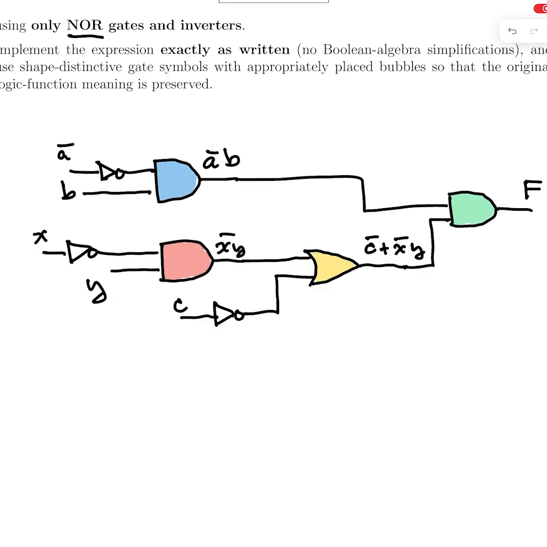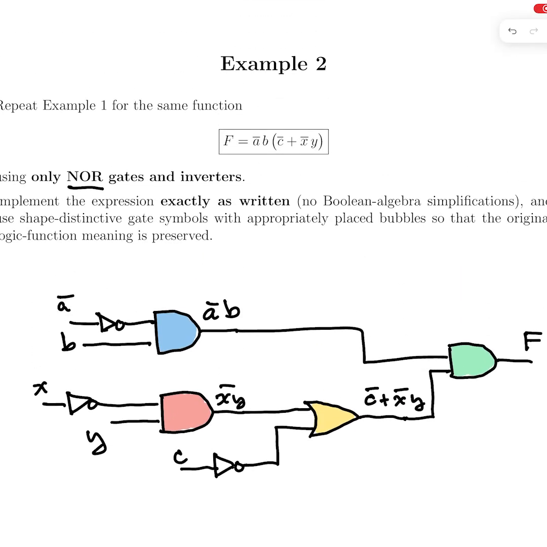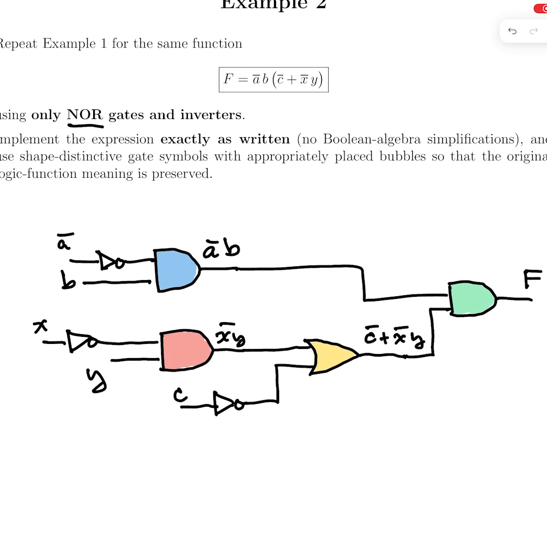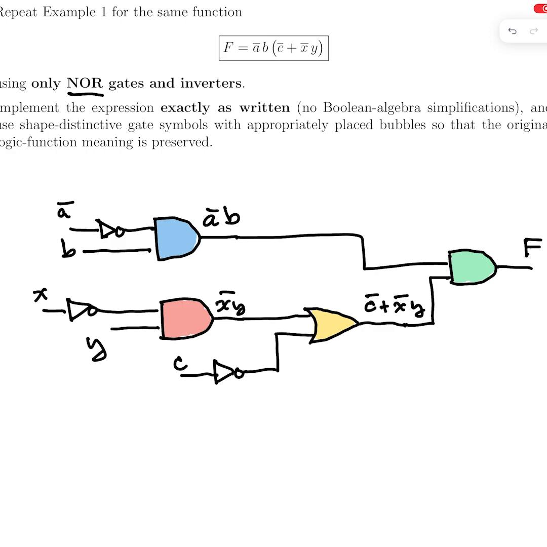In the second example, I want to repeat the example I just did with example 1, where I implement this logic function using all NOR gates and inverters. So the process is the same. I'm going to start with the original Boolean function laid out like we would normally do with regular AND gates and OR gates and inverters. All right, so that's the same starting point as example 1.